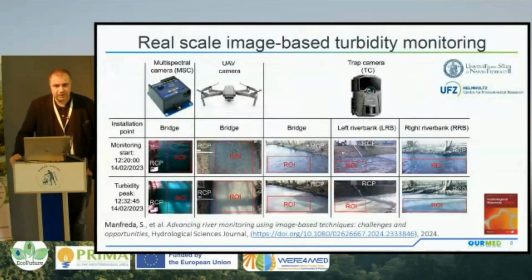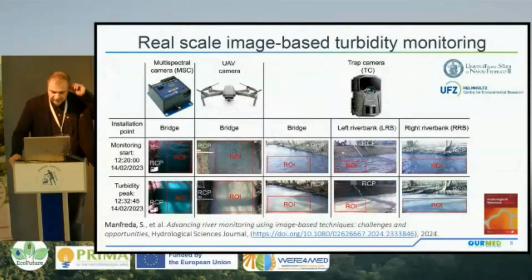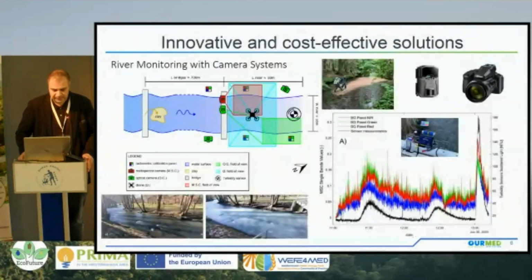However, we need quality control, quality check to get better insight of the data. But also we are exploring other non-conventional ways of monitoring. For example, here the camera system to monitor turbidity, and we have explored multispectral drones and trap camera systems to see how much we can measure turbidity, which became a very serious problem in North Africa.